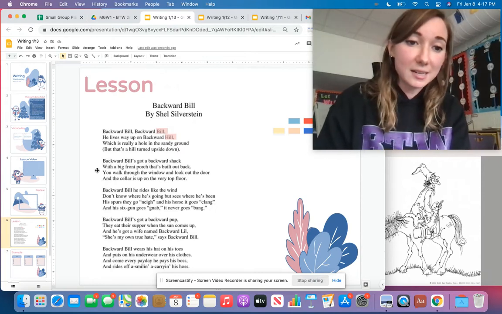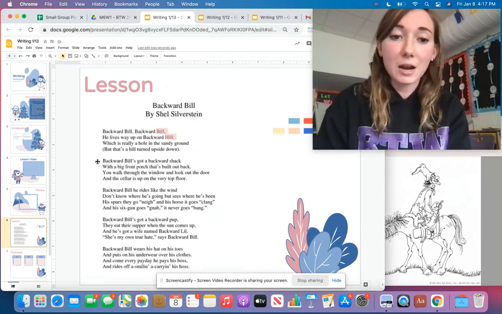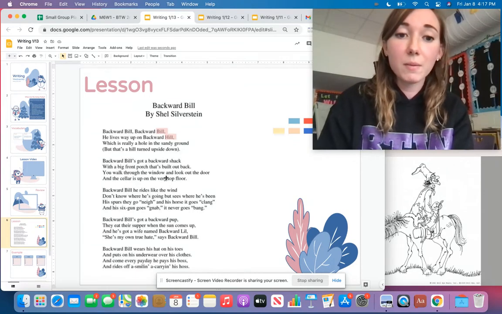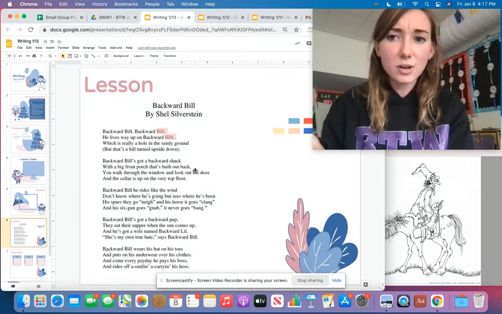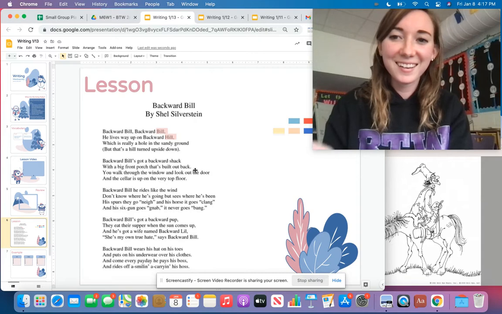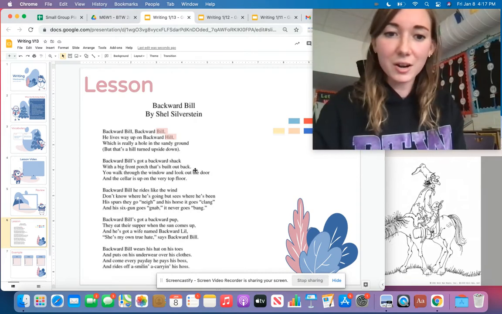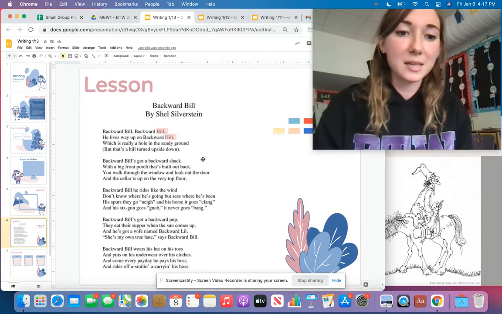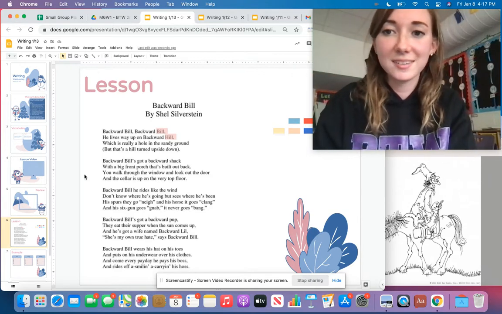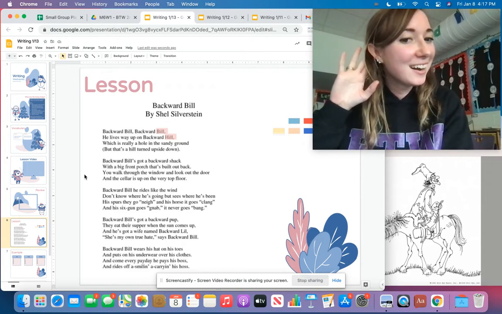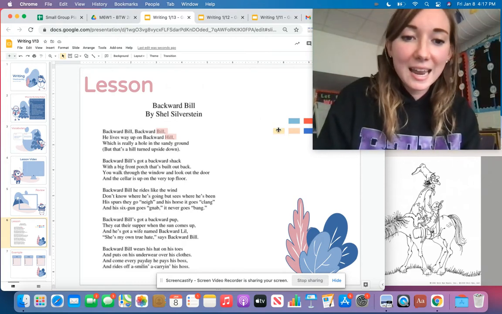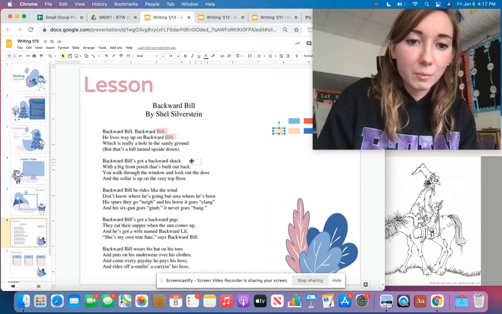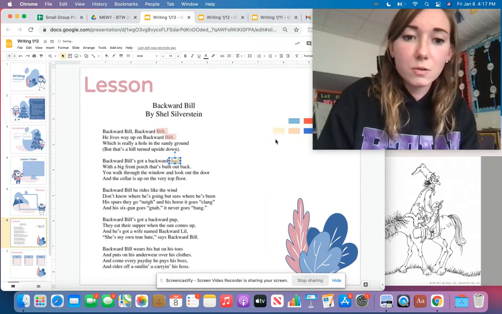So our next stanza starts with backwards Bill's got a backwards shack with a big front porch that's built out back. Did you guys hear a rhyme there? Of course we heard a rhyme there, and I want you guys to shout out what two words rhymed in these two lines. What were they? Shack and back are the words that rhyme here, so we're going to highlight those the same color.